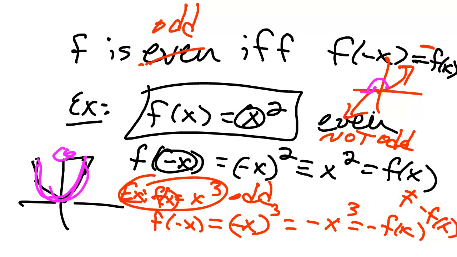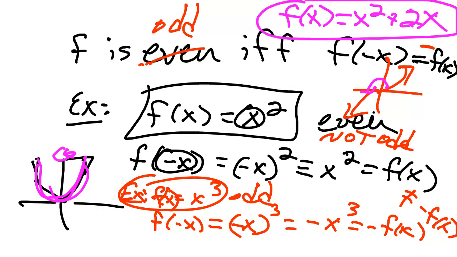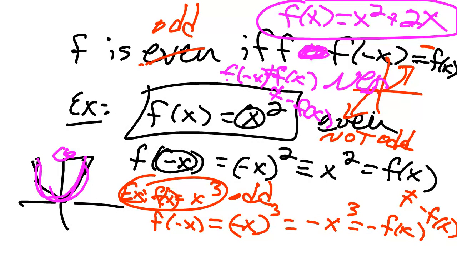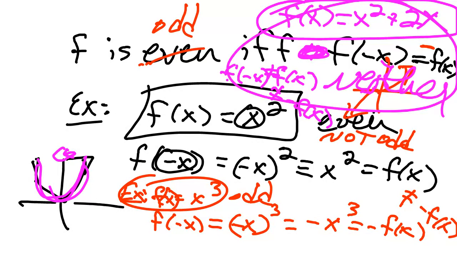So just last examples, if I've got f of x equals x squared plus 2x plus 2, that is going to be neither even nor odd, because if you plug in, f of minus x is not going to equal f of x, and it's not going to equal the opposite of f of x. So then we call this one neither even nor odd. Okay, so that should be all you need.